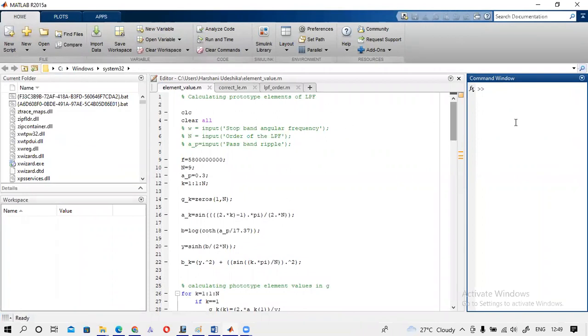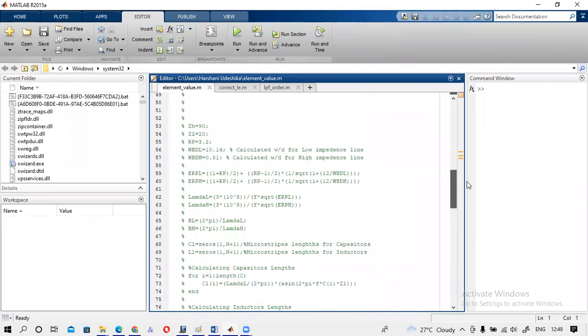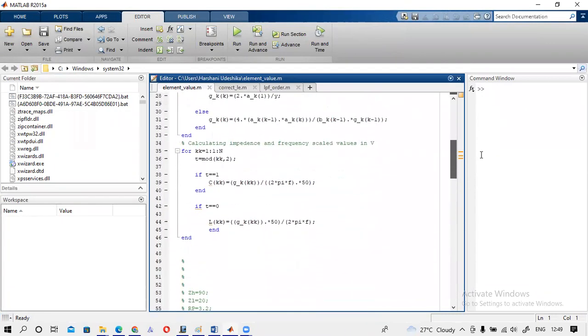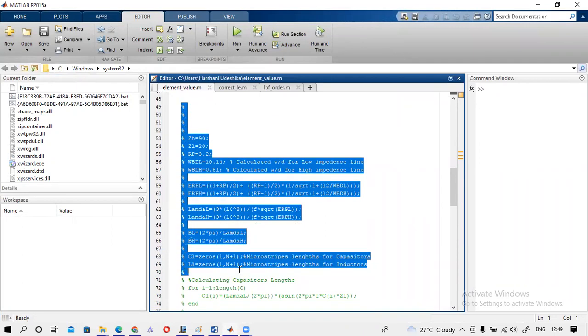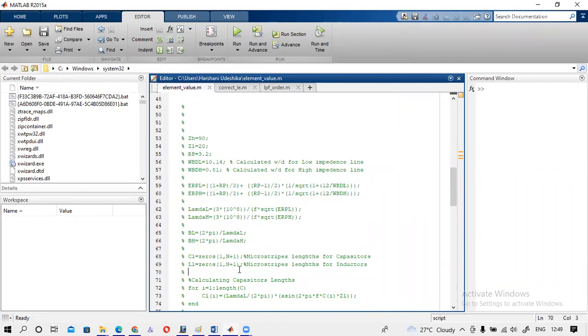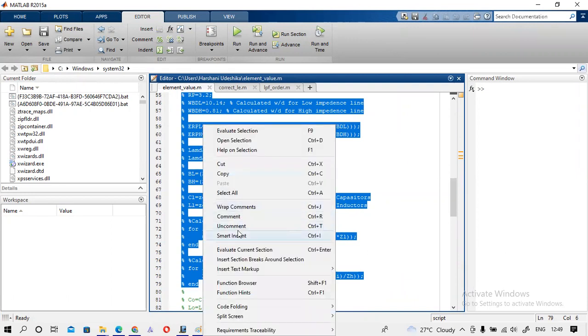As usual, I have coded it in MATLAB. So these are the things I know. Here I'm going to calculate the capacitance and inductance lengths. So I will uncomment this.